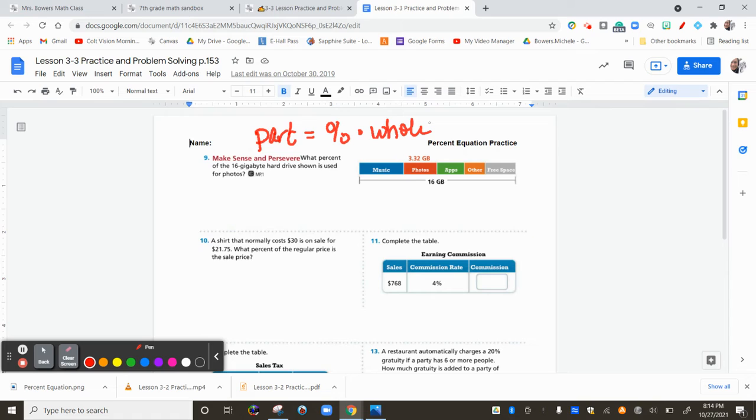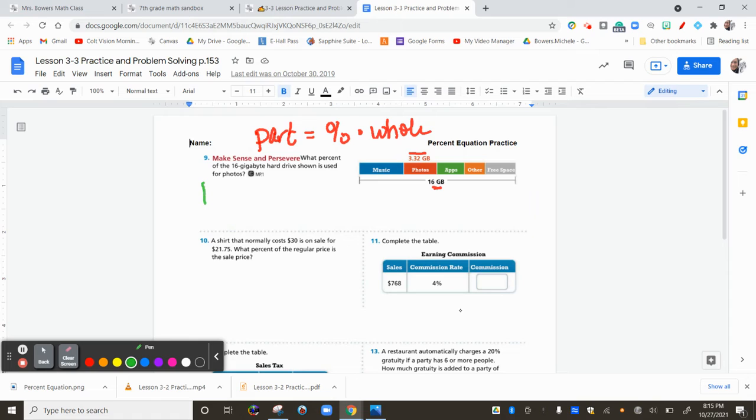What percent of a 16 gigabyte hard drive shown is used for photos? So this is the whole, 16 gigs, and 3.2 gigs is used for photos. So we're going to find the percent. So the question here is, what is the percent? The thing I don't know is the percent.